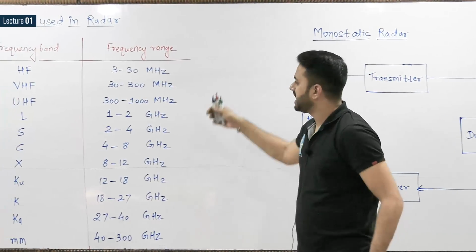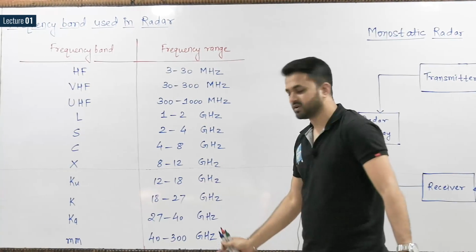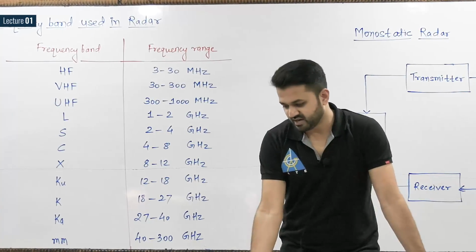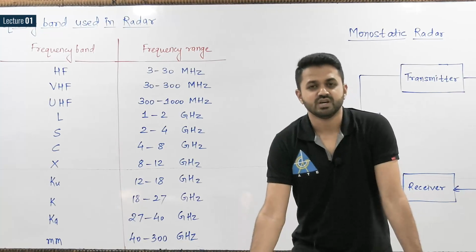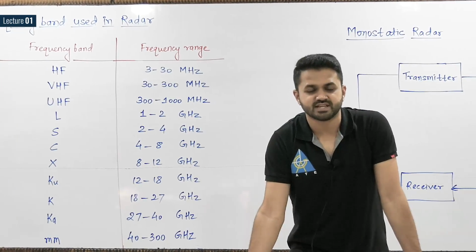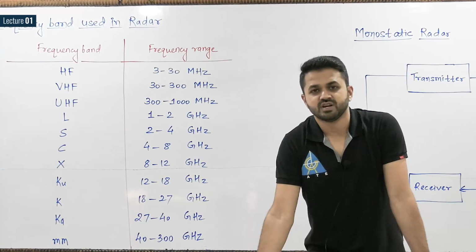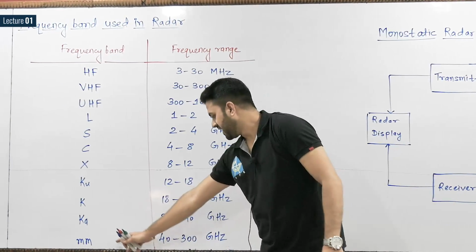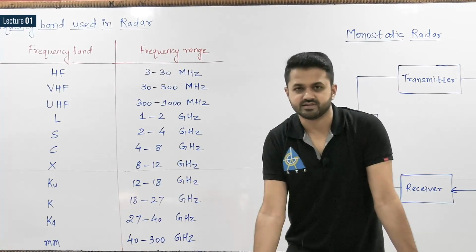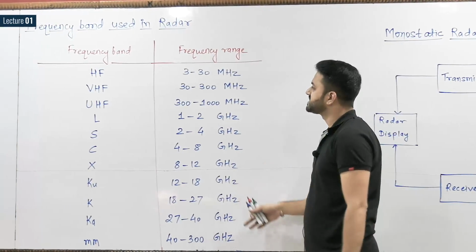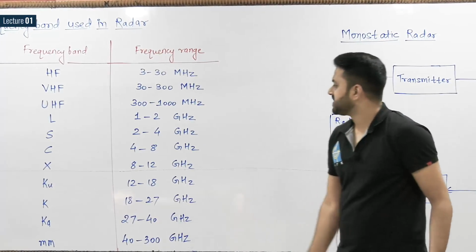As I have remembered all the ranges, you have to remember these ranges as well. When I went for the interview around 8 to 9 years ago, they asked me about the frequency range in ISRO. They asked me about the frequency range of millimeter wave, which is 40 to 300 gigahertz. So this frequency range can be asked in interviews as well, which is why you should know the different frequency ranges.